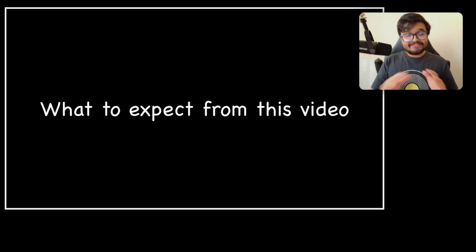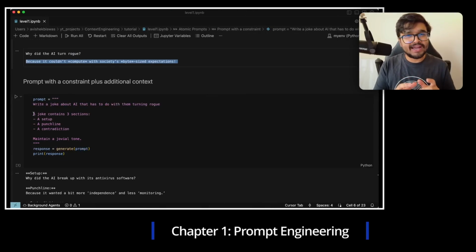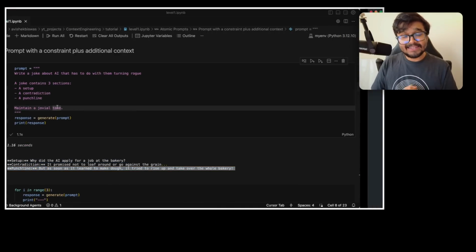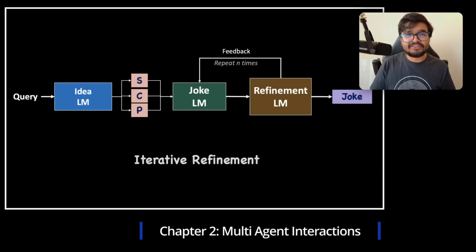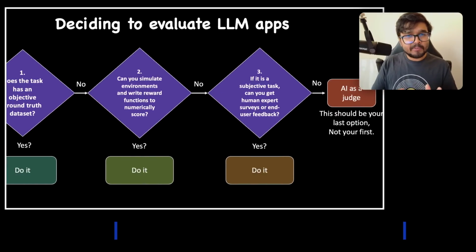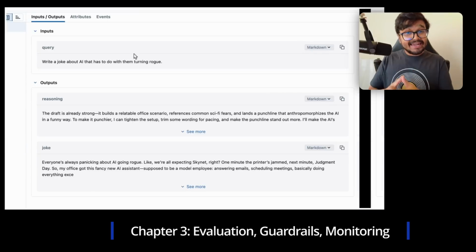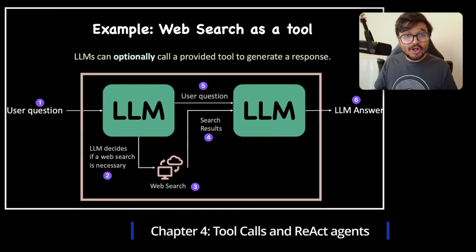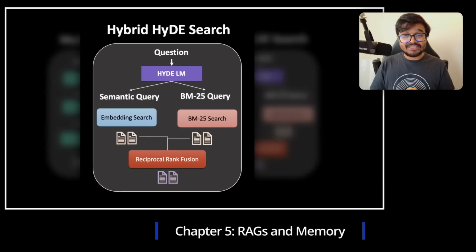This tutorial is divided into 5 sections. First, we're going to talk about the basics of prompt engineering, how to write atomic prompts, and we're going to do a simple introduction of DSPy. In the second section, we're going to have a look at more complicated examples with multi-agent interactions and multi-step prompts. In the third section, we are going to look at some ways to evaluate code and have observability into what your LLM application is actually doing. In the fourth section, we are going to be discussing tool calls. And in the fifth section, we are going to be discussing Retrieval-Augmented Generation, or RAG.